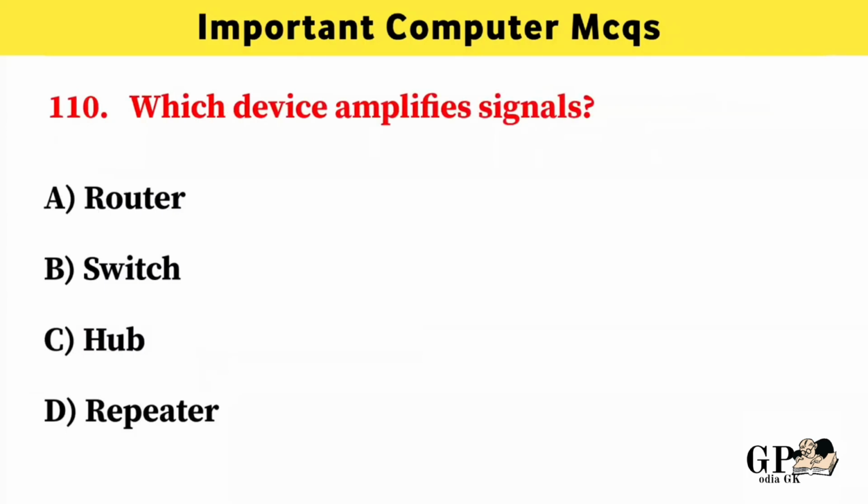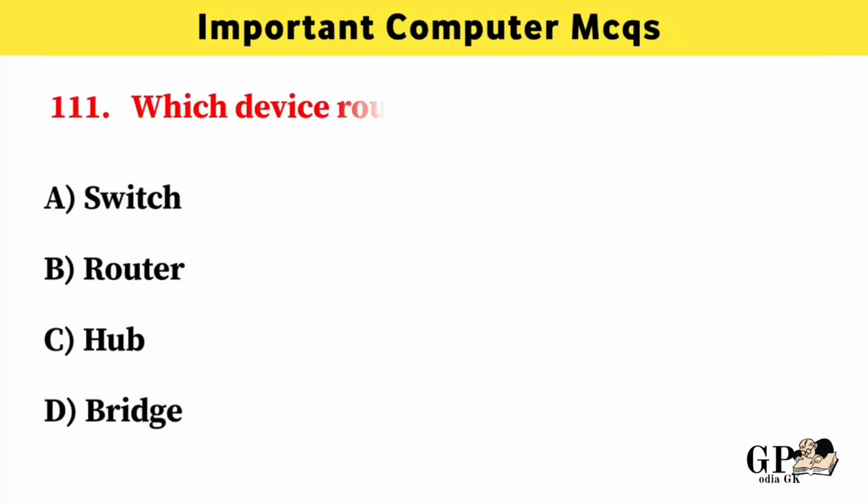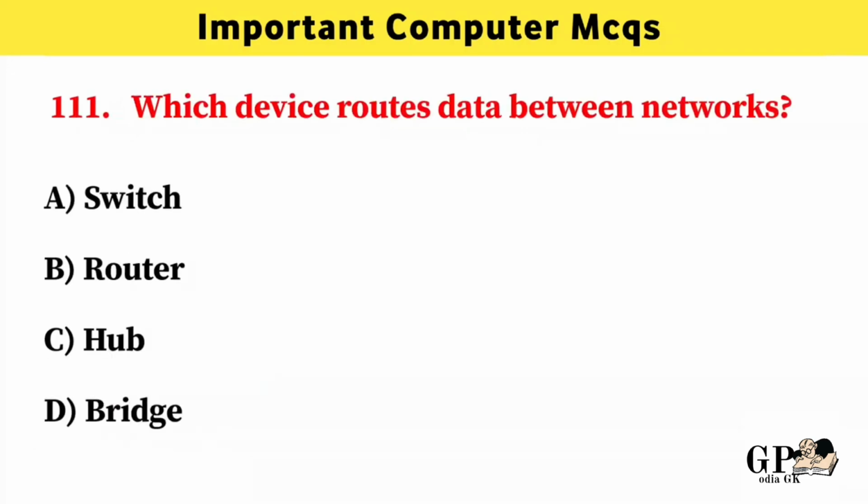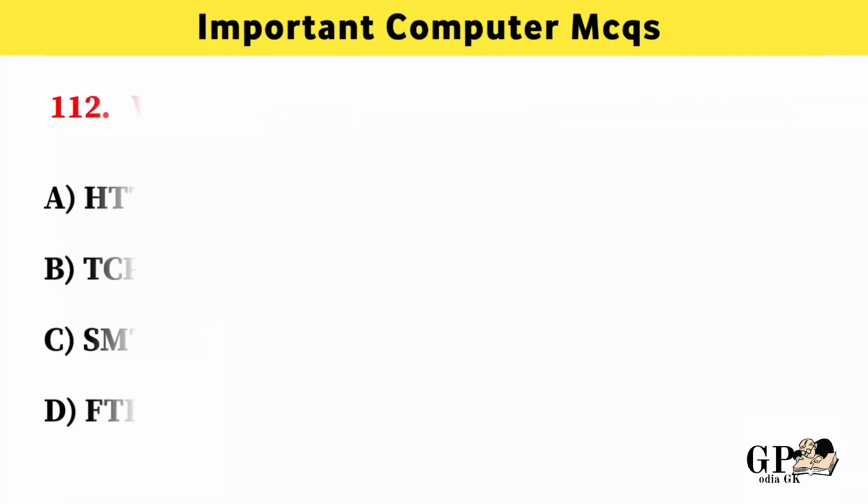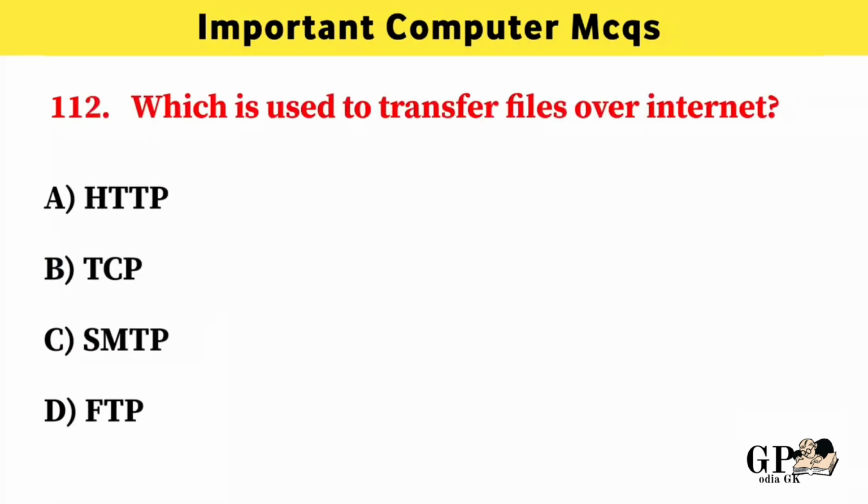Which device amplifies signals? The correct answer is repeater. Which device routes data between networks? The correct answer is router. Which is used to transfer files over internet? The correct answer is FTP.